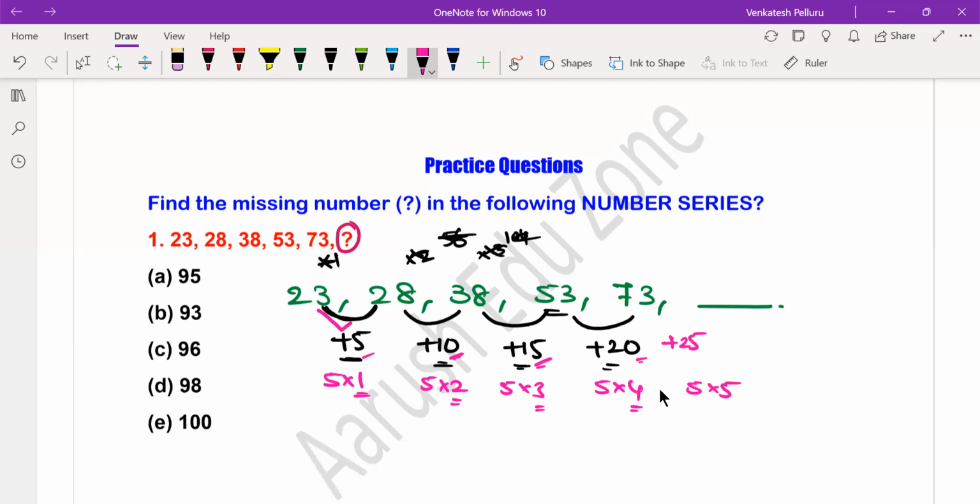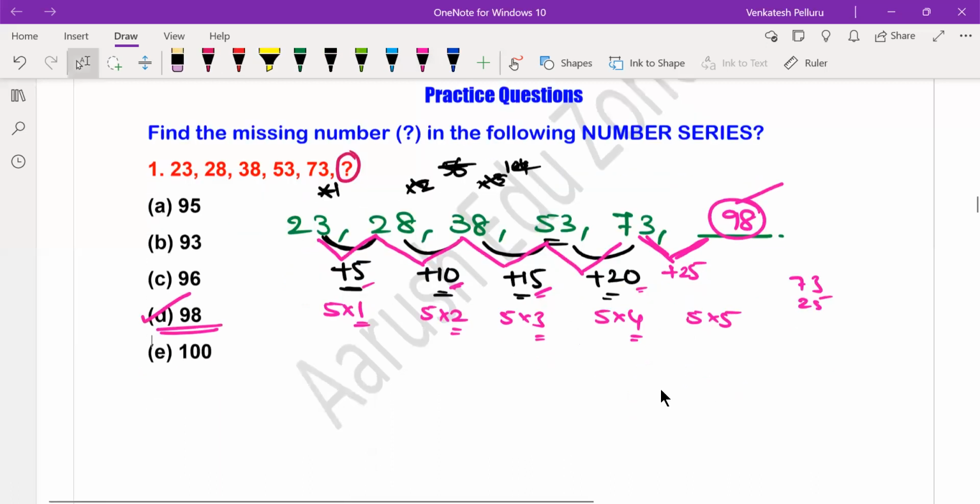See, 23 plus 5, 28. 28 plus 10, 38. So ನೀವು process ಅರ್ಥ ಮಾಡ್ಕೋಬೇಕು, ಓಕೆನಾ? 38 plus 15, 53. So 53 plus 20 ಮಾಡಿದ್ರೆ 73. ಹಾಗೆ ನೀವು 73 ಗೆ 25 ಆಡ್ ಮಾಡಿದ್ರೆ ನಿಮಗೆ ಆನ್ಸರ್ ಬರ್ತದೆ. If you add 73 and 25, you can say the answer is 98. Okay, which is at option D. So this is the correct answer for this question.